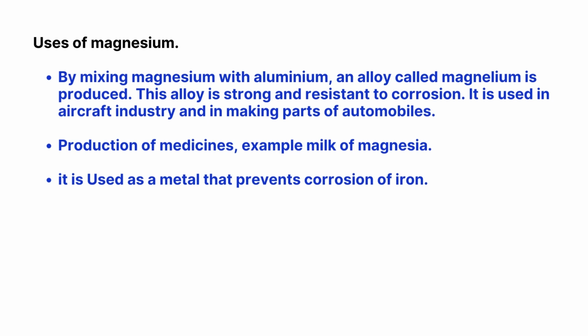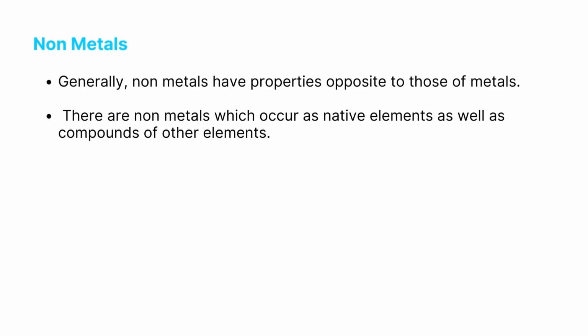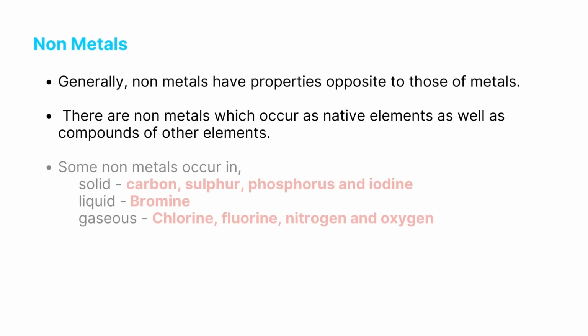Now let's discuss about nonmetals. Generally, nonmetals have properties opposite to those of metals. There are nonmetals which occur as native elements as well as compounds of other elements. Some nonmetals occur in solid state while some others exist in liquid and gaseous states. At room temperature carbon, sulfur, phosphorus, and iodine exist in the solid state.